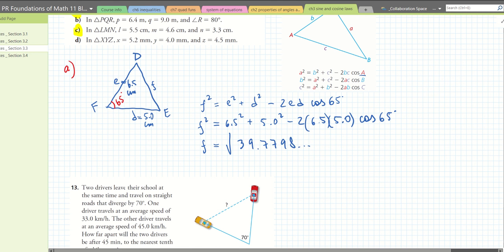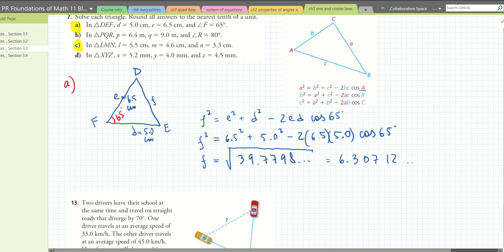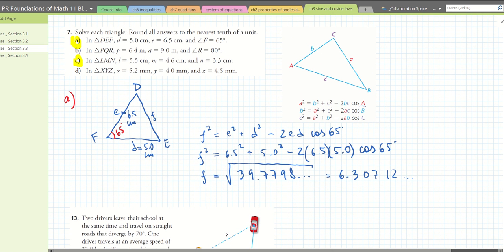39.7798. It keeps going. So again, I would just leave the number in the calculator. You need to write it down and then take the square root of this. So the answer should be 6.30712 and so on. So the question asks us to round to the nearest tenth of a unit. So that's one decimal place. So we're going to round this to 6.3 centimeters.